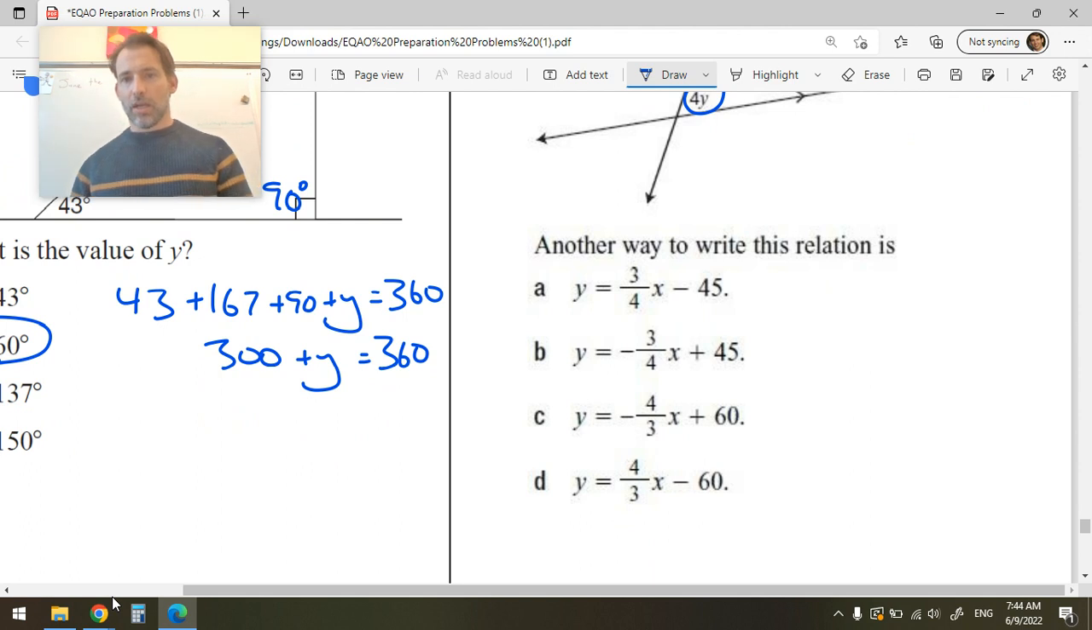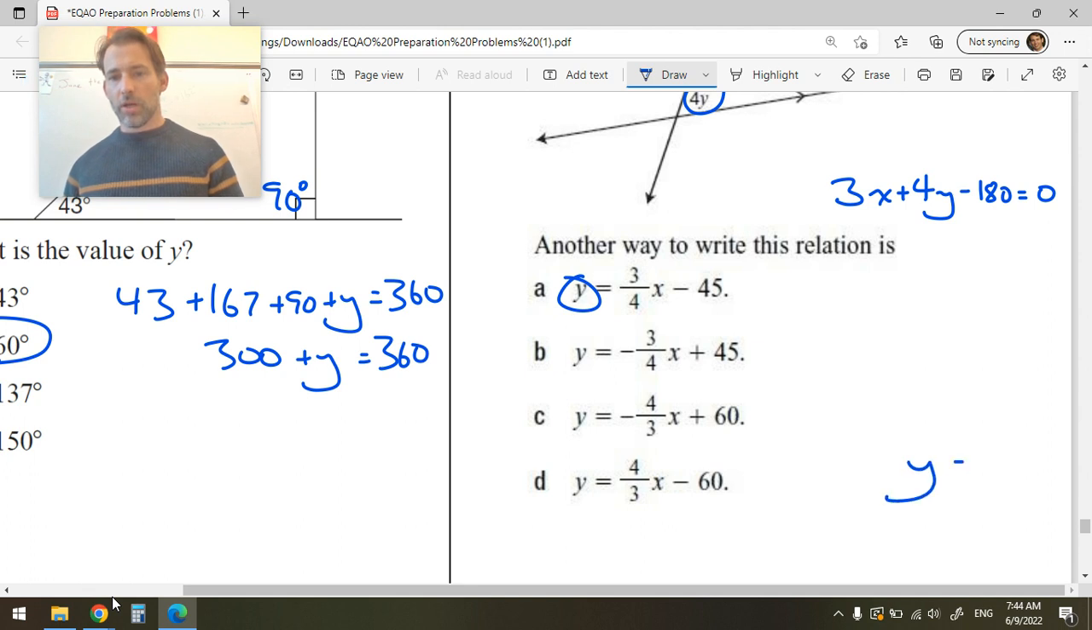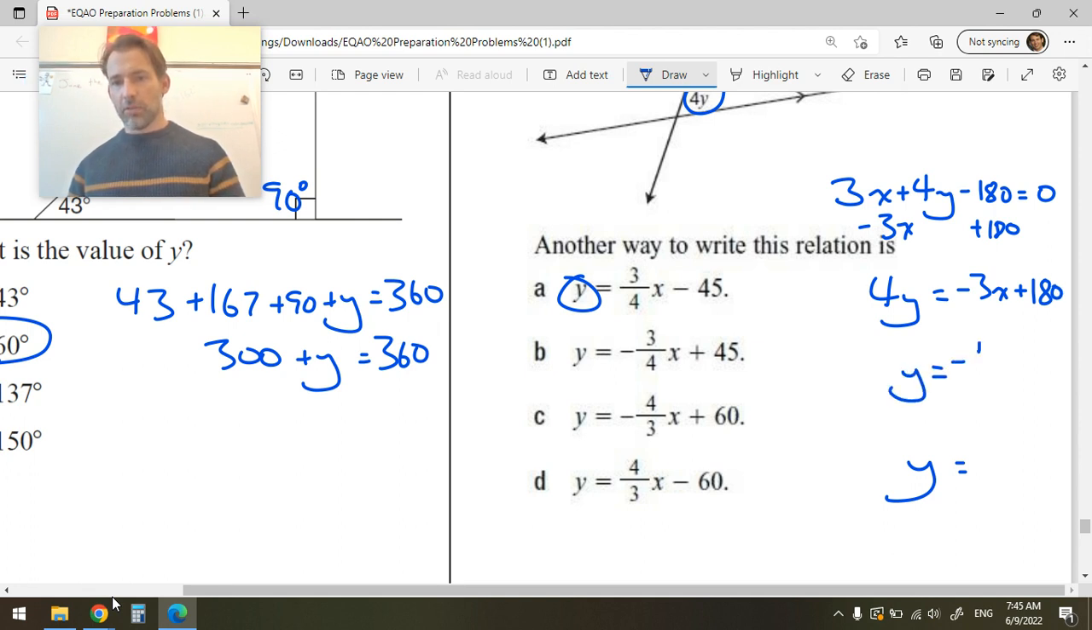So let's write it out again. 3x plus 4y minus 180 equals 0. We want to isolate y. We want y alone on one side of the equation, equal to mx plus b. So the first thing I'm going to do is keep 4y on this side, subtract 3x and add 180 to both sides. So 4y is equal to negative 3x plus 180. Then I divide both sides by 4, so I get y is equal to negative 3x over 4 plus 180 divided by 4, which I said was 90. So y is equal to negative 3 over 4x plus 90.